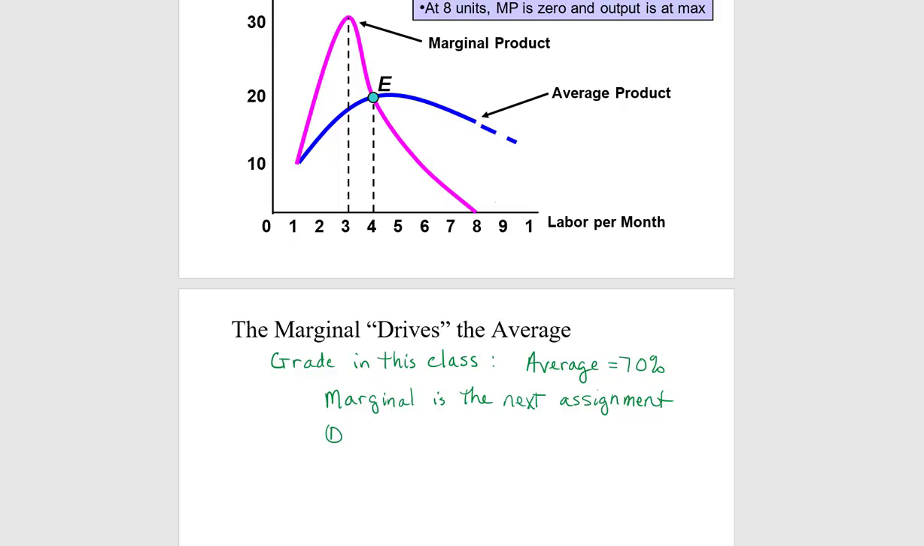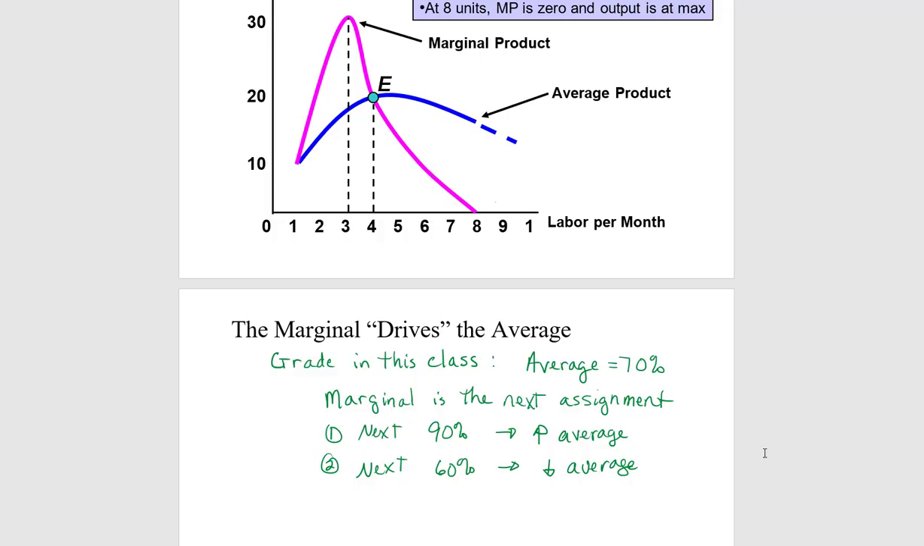We'll think about 2 examples here. Suppose that next assignment, you get a 90%. We all know what's going to happen. That will increase your average. Suppose instead that next assignment, you get a 60%. Again, we all know what will happen. That's going to decrease your average. That next unit and what you get for that next unit will pull the average up or pull the average down, depending on whether the marginal is above or below the average.